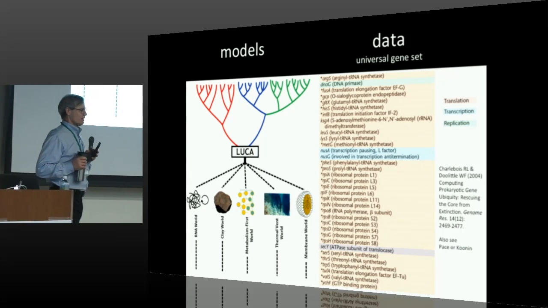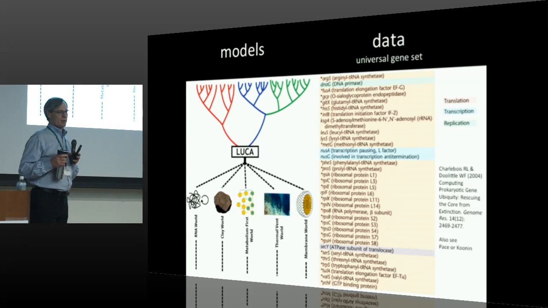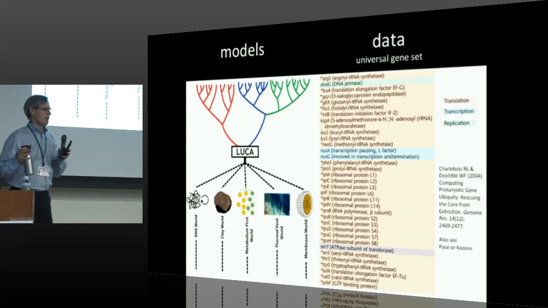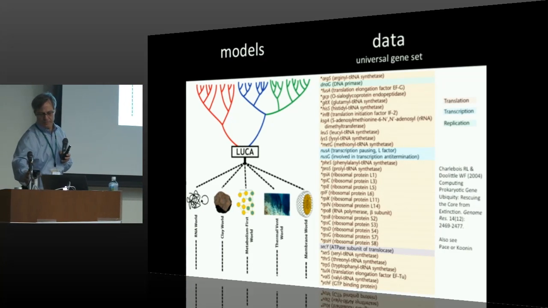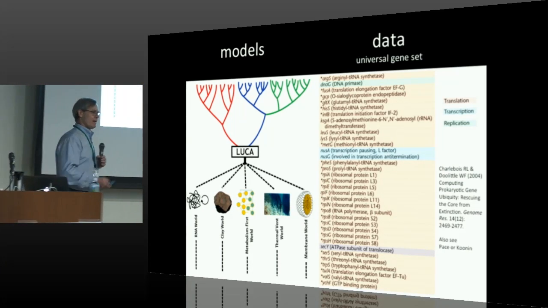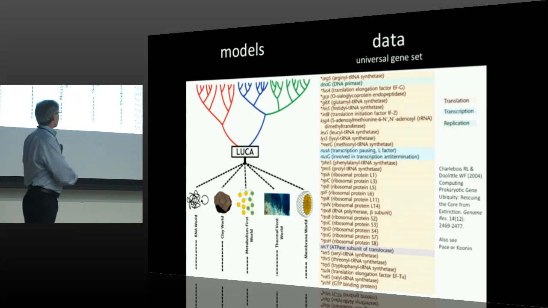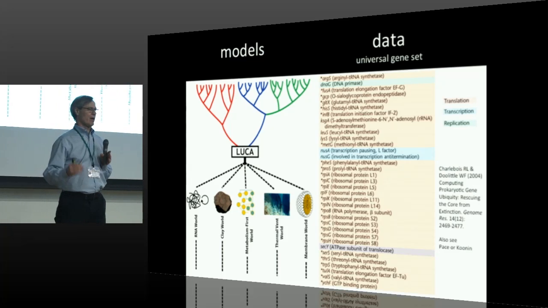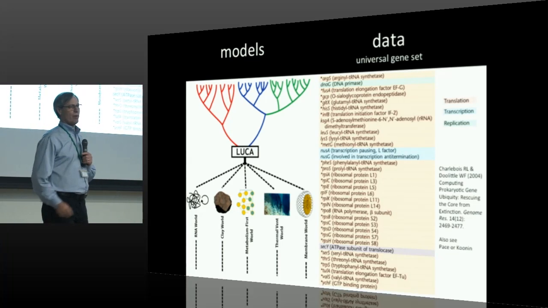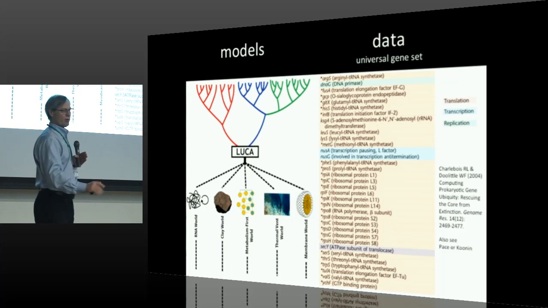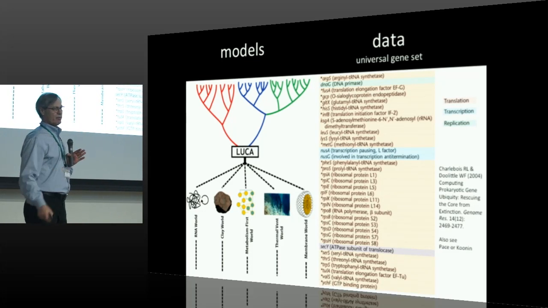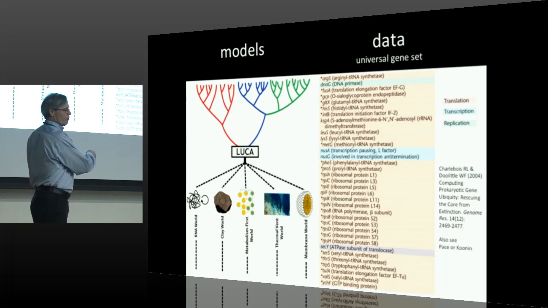People who study the origin of life basically ignore the universal gene set because it doesn't seem to relate to their models. So when we look at this, basically, our idea is I just ignore all the models. I just want to use the data, and I want to walk the data back and say, what does the data tell me about the origin of life? I don't care about RNA world. I don't care about metabolism world. I just want to know what this means.